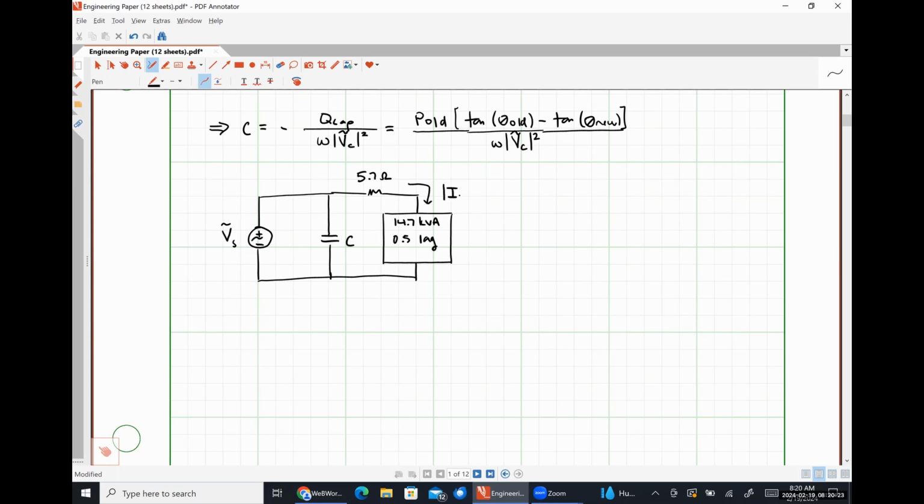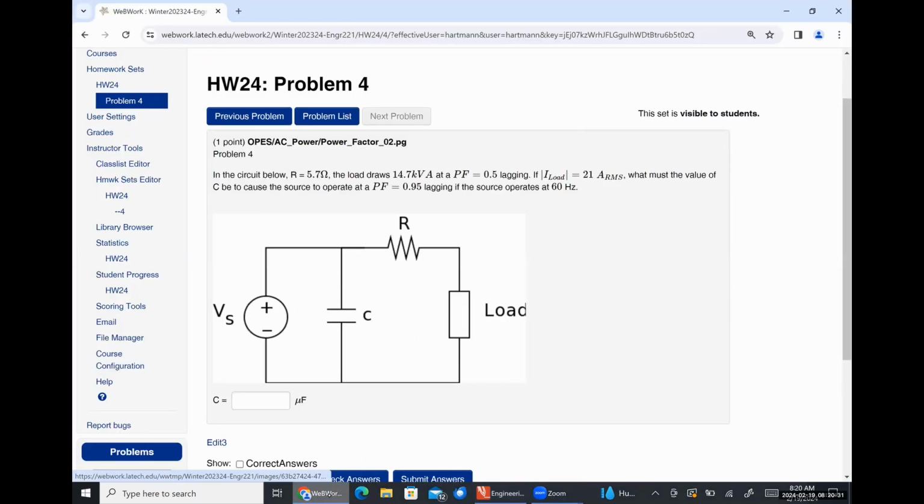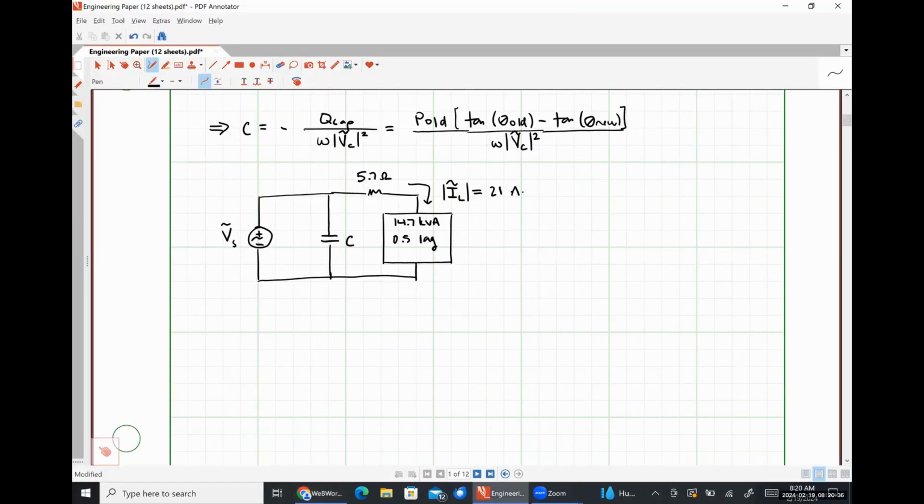Here is our load current, and we're told that the magnitude of this load current is 21 amps RMS. And we want the power factor at which our voltage source operates to increase to 0.95 lagging, and our goal is to determine the value of the capacitor that accomplishes this.